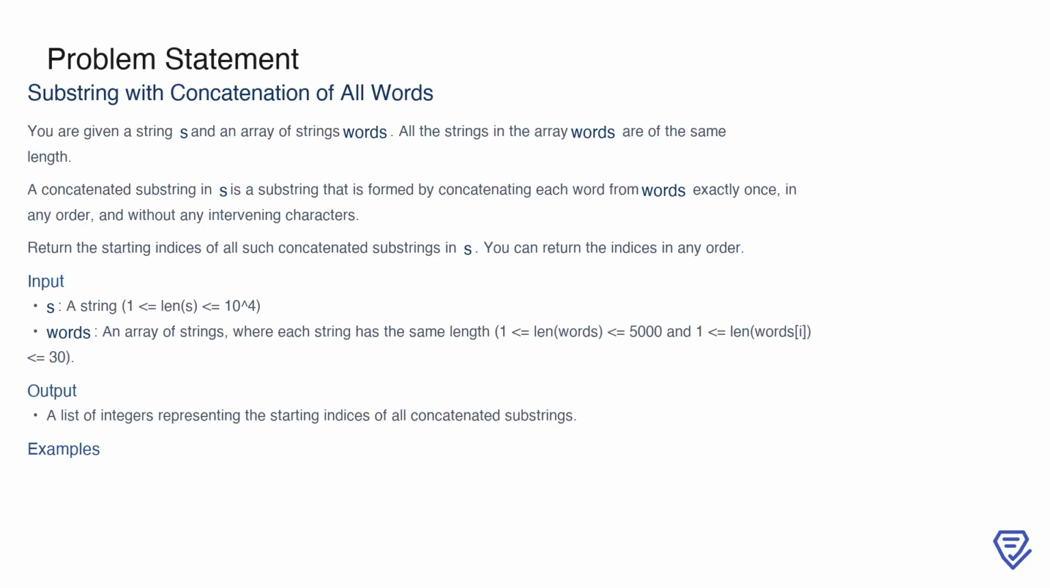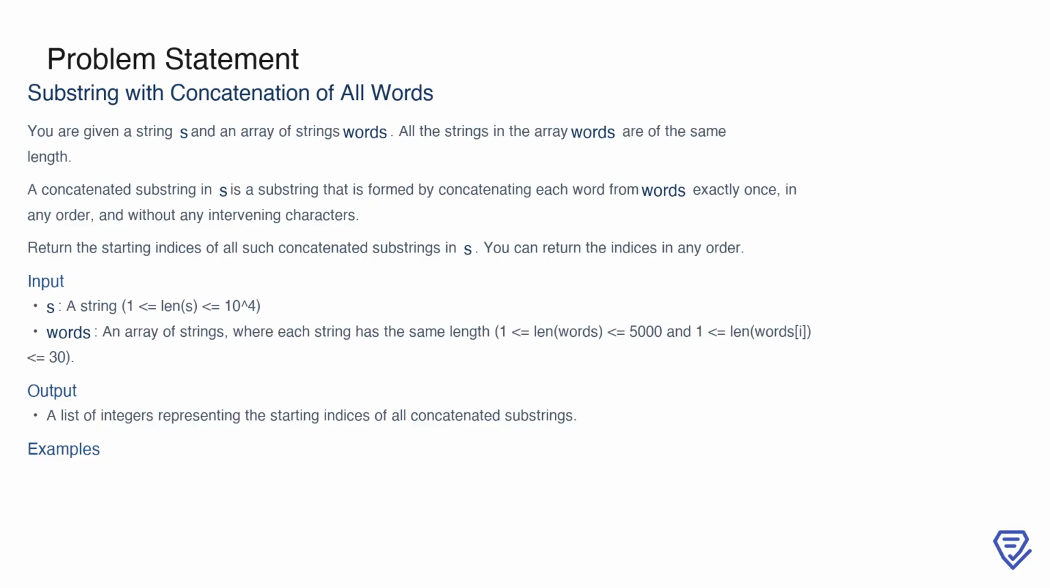In this problem, we're working with a string S and an array of strings called words. Each string in the words array has the same length. The goal is to find all starting indices in S where a concatenated substring can be formed using all the strings in words exactly once, in any order, and without any gaps or additional characters. Essentially, we need to identify every position in S that starts a valid concatenated substring. The output will be a list of integers representing these indices.